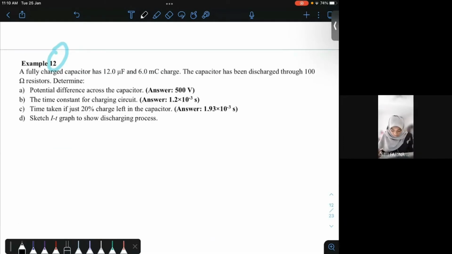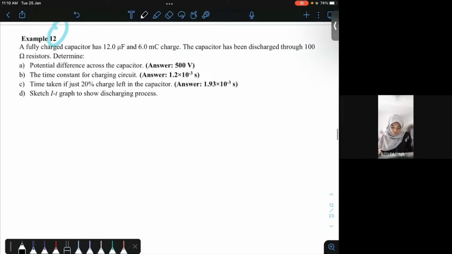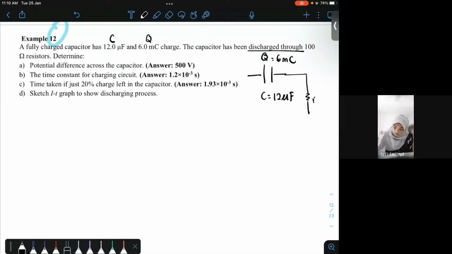Okay. Example 12. A fully charged capacitor has 12 microfarad capacitance and 6 millicoulomb charge. So you have already charged the capacitor. The capacitor is discharged through a 100 ohm resistor, so you connect a 100 ohm resistor here. This will determine the potential difference across the capacitor.